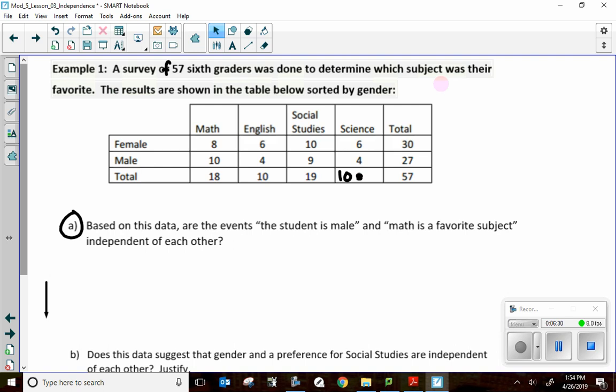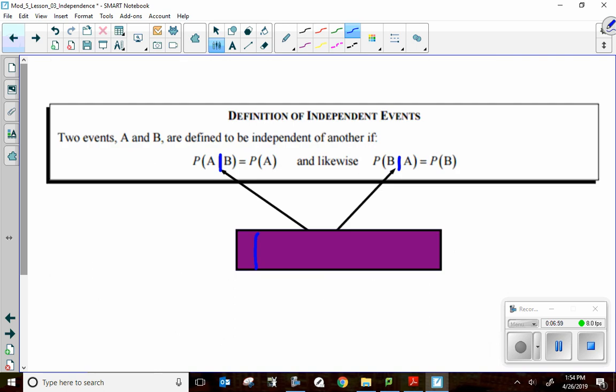Based on this data, are the events the student is male and math is a favorite subject independent of each other? I'm going to use capital M for male, and for math, you know what, I can use A for arithmetic. How about that? A is for arithmetic or math.